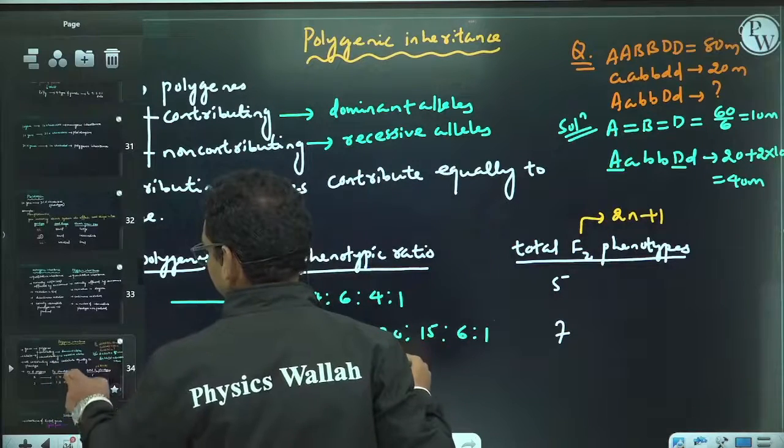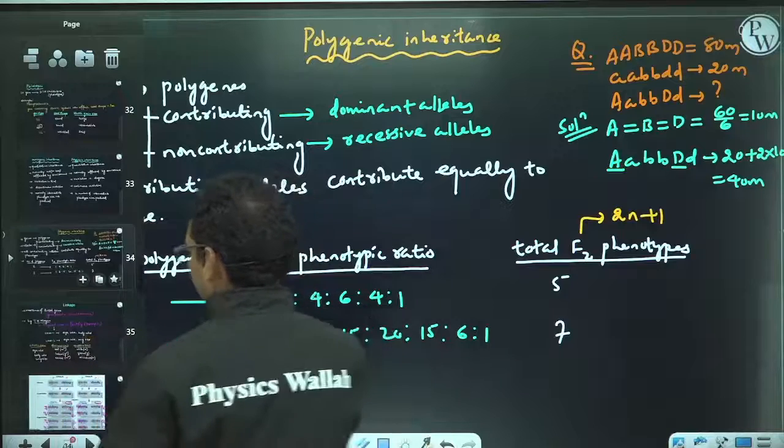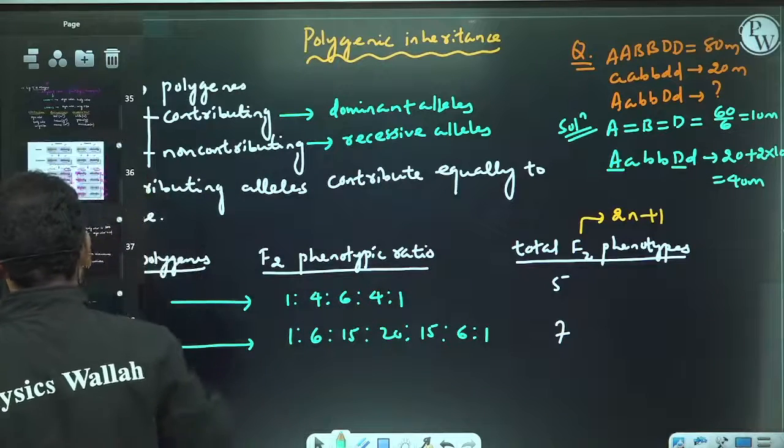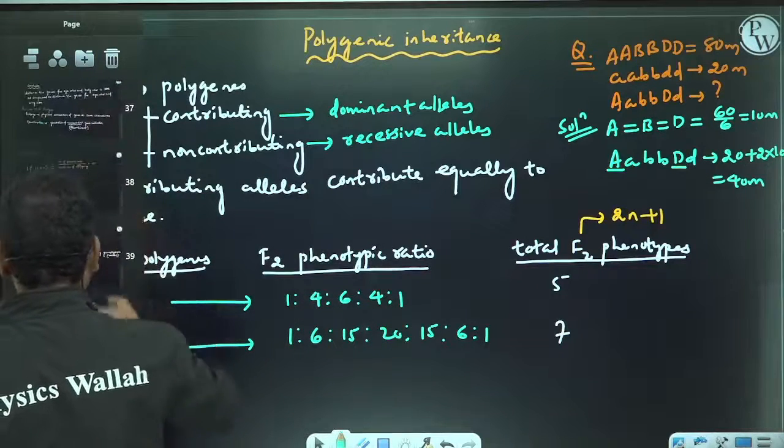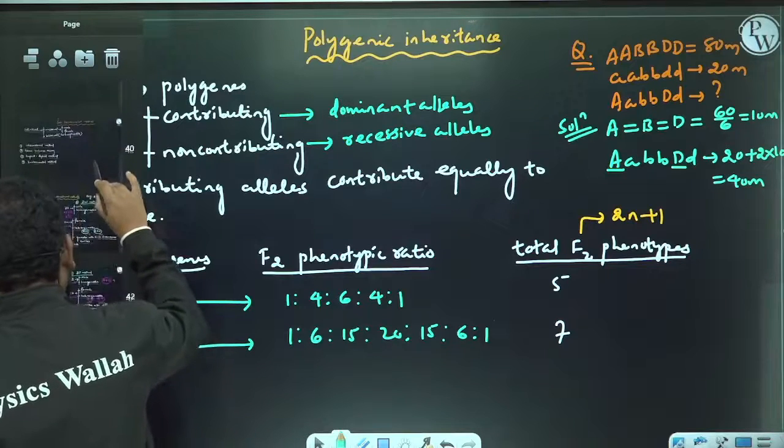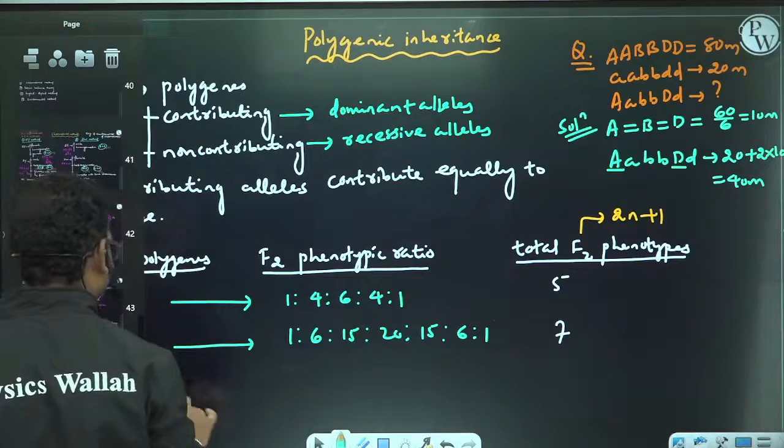Now let us talk about mutation. So what do you understand by mutation? Mutation is nothing but the sudden inheritable changes in the genetic material.